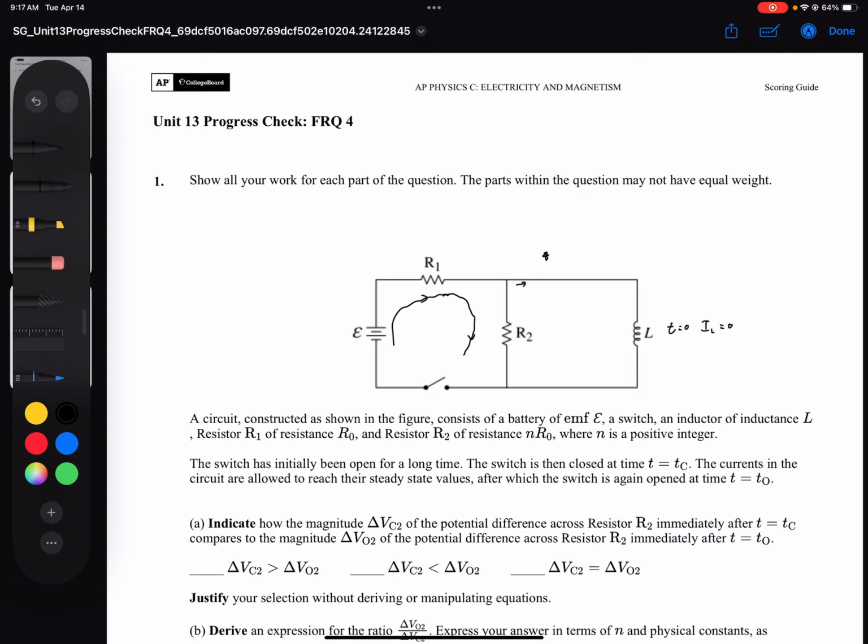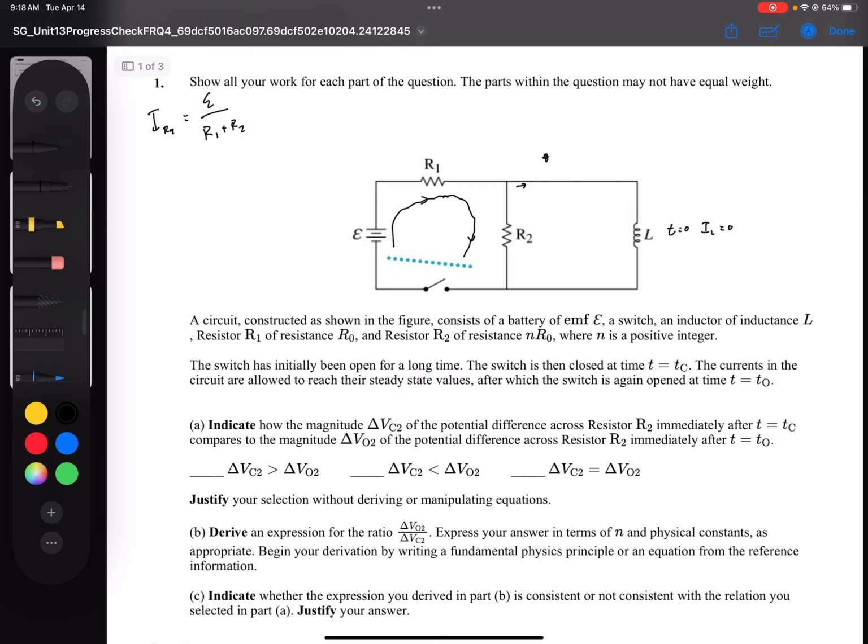So when the switch is immediately closed, I'm going to write out all the work here so that we can answer multiple parts at the same time. But basically, I know the current in the inductor is 0 at t equals 0. So we're comparing the potential difference across resistor 2. So I know that the current flowing through resistor 2 when the switch is closed is going to be the EMF of the battery over R1 plus R2, because basically there's no current going in the rightward branch, and I just have all the current flowing through R1 and R2 at t equals 0.